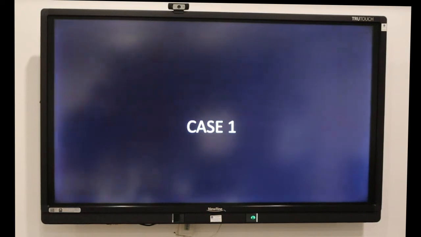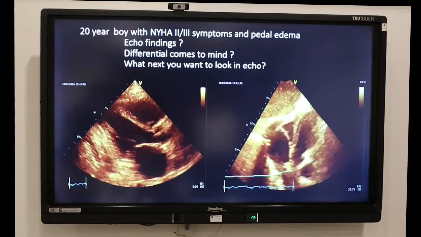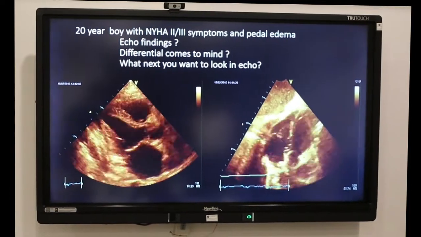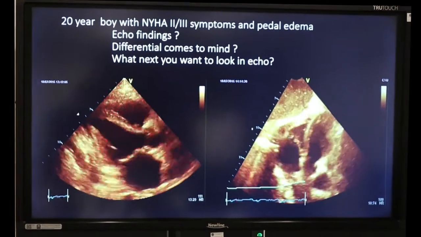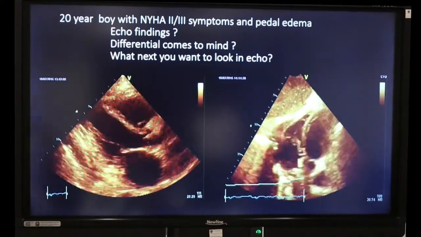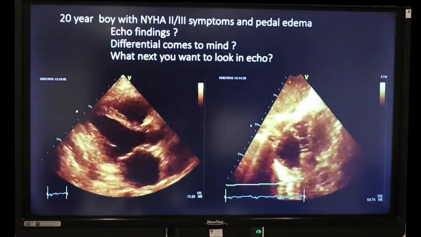Our case number 1 is a 20-year-old boy with NYHA class 3 symptoms and with pedal edema. These are the video images. So what are the echo findings? What differential comes to mind? And what next do you want to look into on the echo?